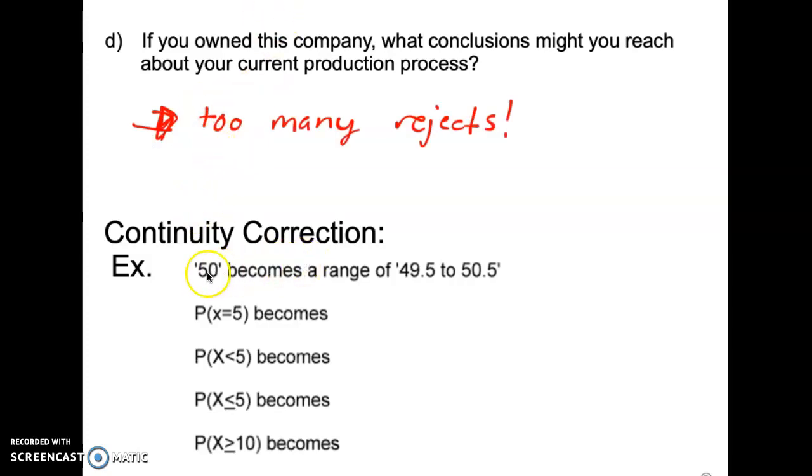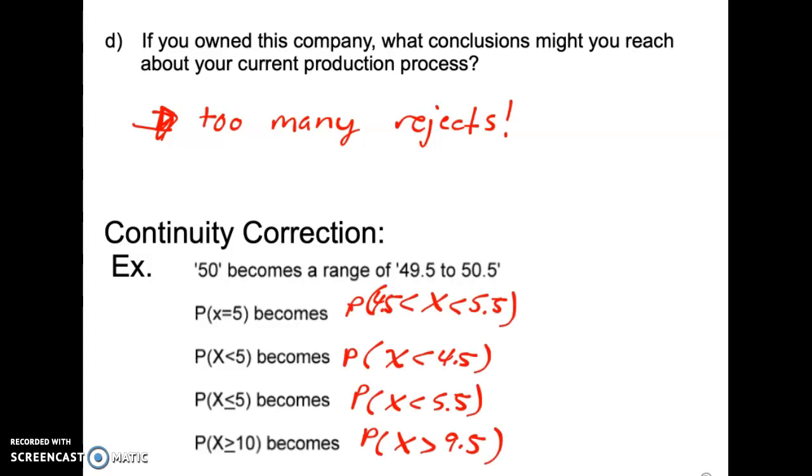The last thing for you to do here is I've given you some probabilities with discrete values. I want you guys to practice coming up with the equivalent continuous range. So I want you guys to do the continuity correction. So pause the video, and then when you unpause it, you'll get the answers. And there are your answers.